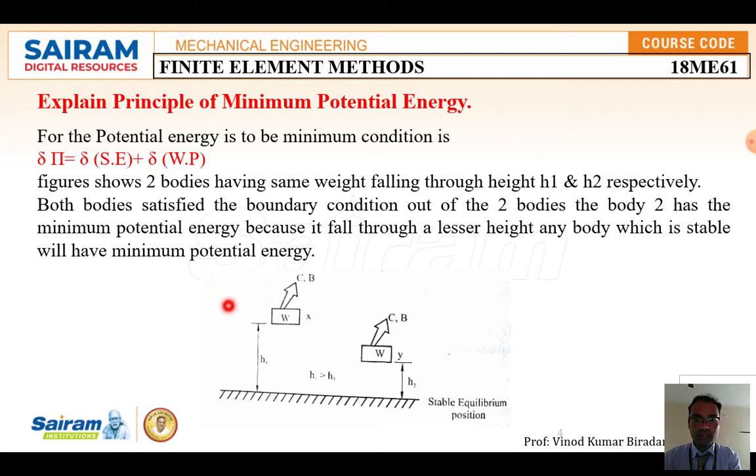Look at this diagram. From the figure, two bodies having the same weight are falling through some height, h1 for body 1 and h2 for body 2. Both the bodies satisfy the boundary condition. Out of the two bodies, body 2 has the minimum potential energy because it falls through the lesser height. Any body which is stable will have the minimum potential energy; we have to remember this. Body 2 has the minimum potential energy because it falls through a lesser height for the stable equilibrium position. You have to write this.